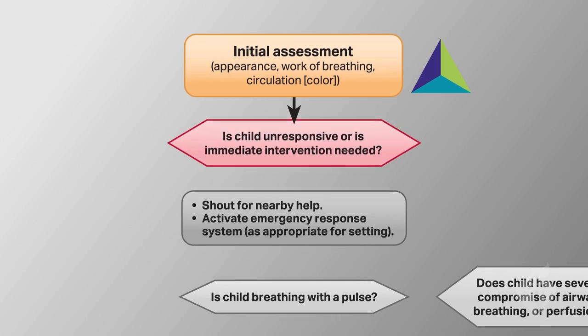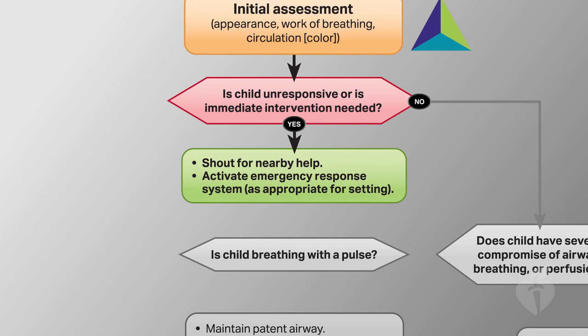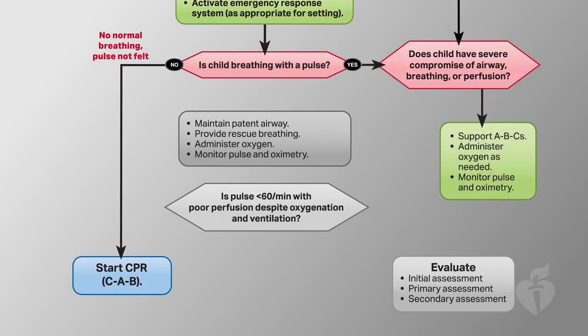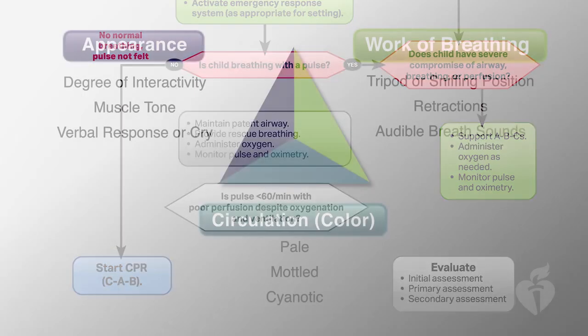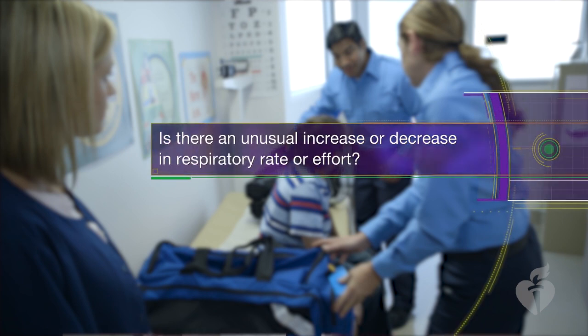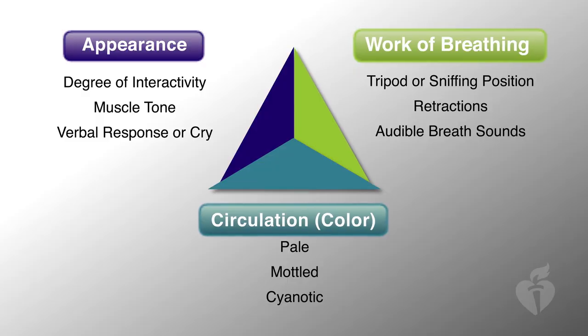If the child's unresponsive, you should shout for nearby help and then activate the emergency response system. Then you should check breathing and pulse and provide rescue breathing or CPR if needed. The next part of the pediatric assessment triangle is evaluation of work of breathing. Is there an increase or decrease in rate or effort? Is it normal? Or are there audible respiratory sounds? After breathing, you want to look at circulation, which will tell you how well the child is perfusing. This includes skin color and pattern or obvious significant bleeding.